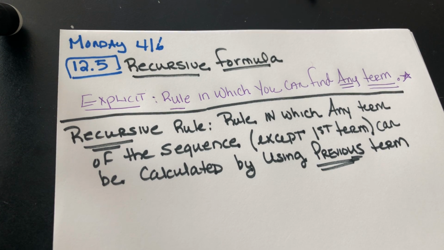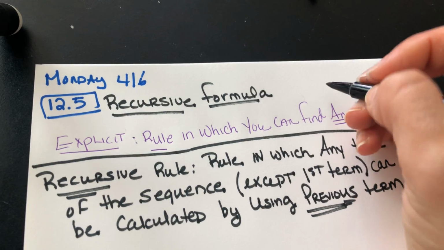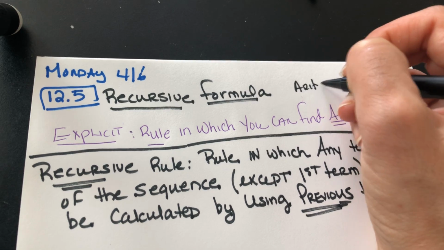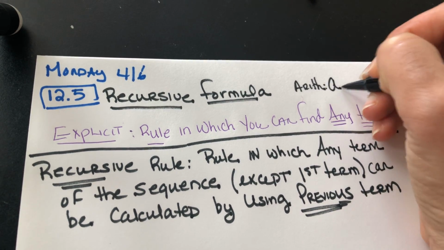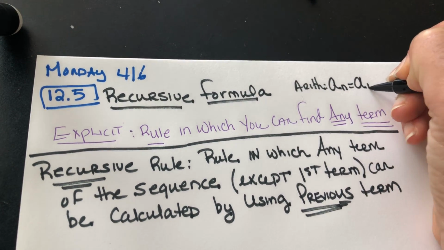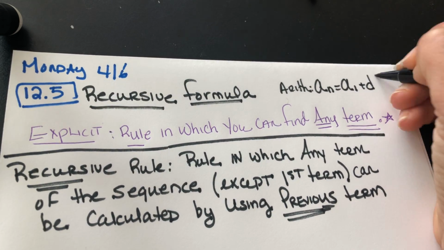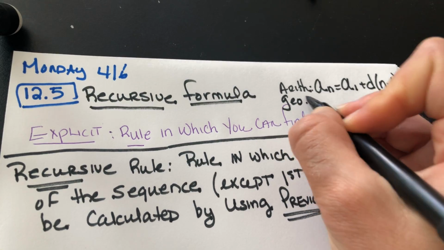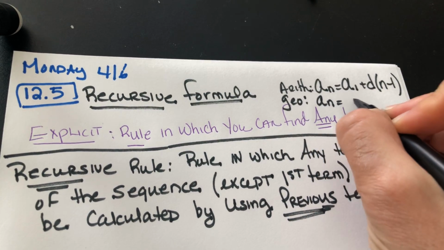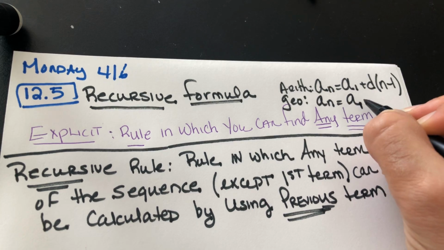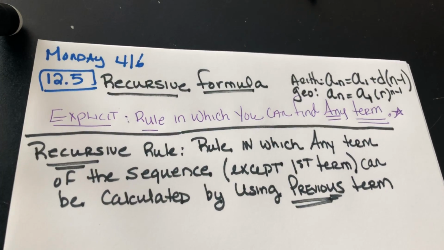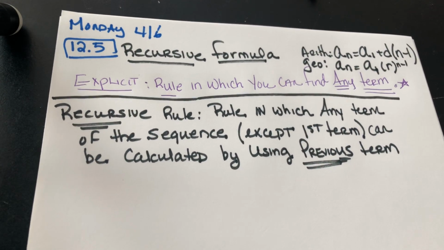With explicit, I can ask you right away, given the two formulas, and maybe we should review our two formulas. For your arithmetic formula, we know it's a sub n equals first term plus the common difference, n minus 1. And then we know for geometric, it's a sub n equals first term times the common ratio raised to the n minus 1. And I could ask you, using the explicit formula, to find the 30th, the 40th, the 50th term.